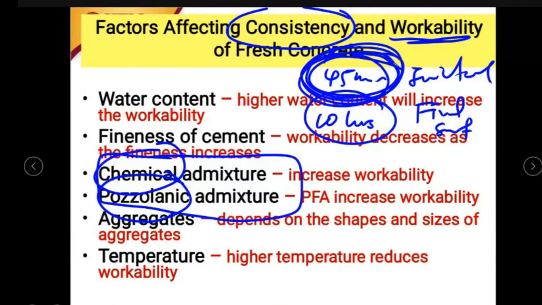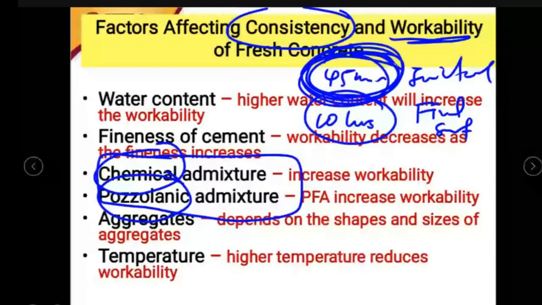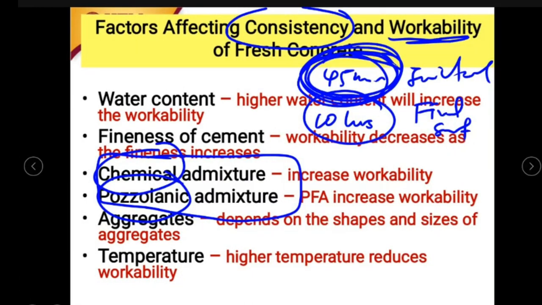It is actually fine ash precipitated from the exhaust gas. It is known as pulverized fuel ash, which we normally call fly ash. So that is an example of the pozzolanic admixtures. Correct, thank you very much. So fly ash is an example of pozzolanic admixtures. But actually, pozzolanic is a reaction, which we referred to just now when Tan asked me about the hydration process.